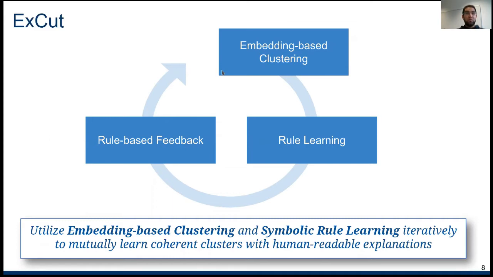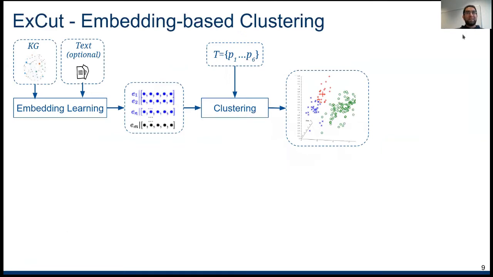In a nutshell, we start by performing embedding-based clustering, then we use rule learning to explain its results before we utilize the rules to give feedback to the embedding, aiming at enhancing the clustering results in the subsequent iterations. Let's start with the embedding-based clustering.